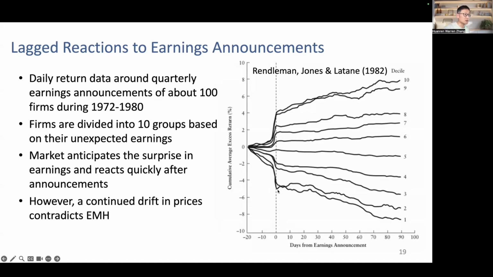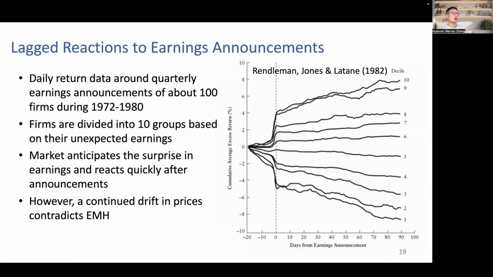And on the date, that is where the reaction is most dramatic. However, we do observe a continued drift in price that is contradicting the efficient market hypothesis. So after 3 months, on day 90, we still see that the top decile of the firms still observe an increase in their price. And for the worst group of firms, their stock price is still decreasing. So this represents a lagged reaction to the earnings announcement.